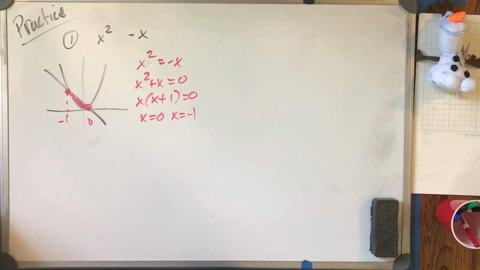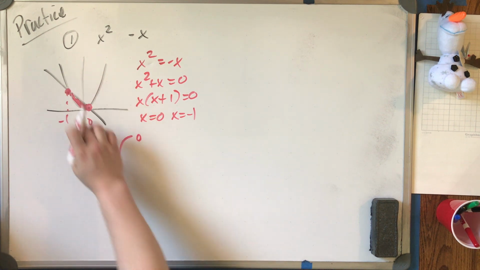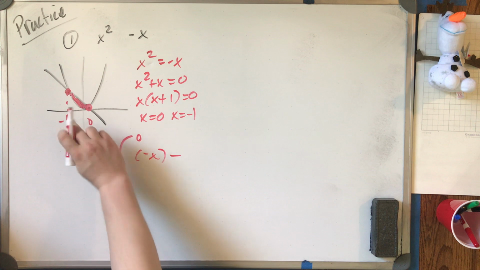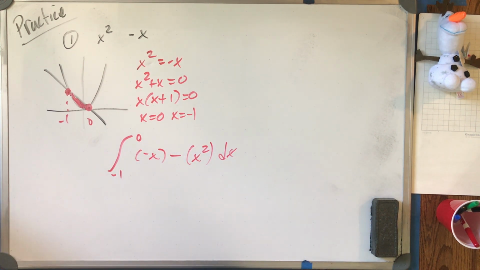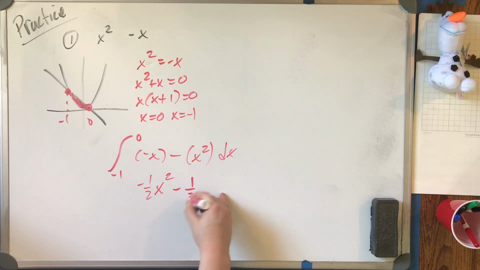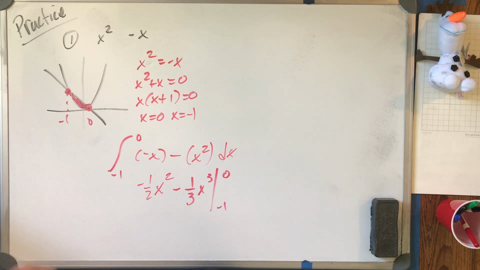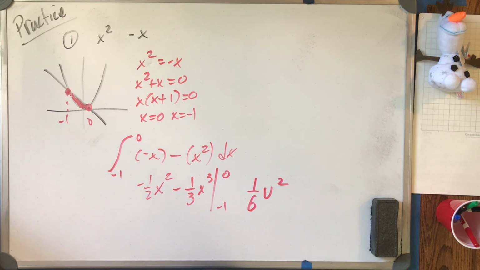So I just need to now integrate, going from negative 1 to 0, looking at whichever function is on top. So that's negative x, and subtracting the lower one, so that's x squared, and I'm integrating with respect to dx here. So now we just have to evaluate everything. Plug in all this stuff, and I'm pretty sure we just get a lovely 1/6 units squared.